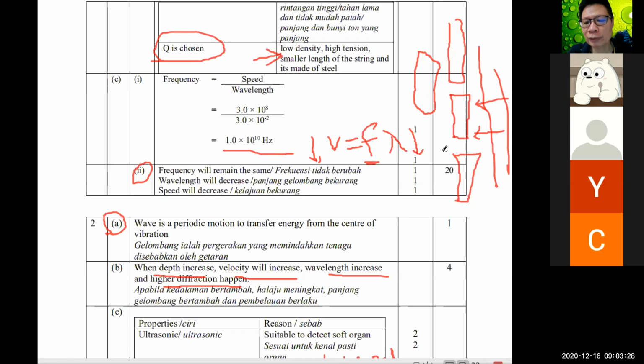Okay? Because we know that after diffraction, the amplitude decreases. Amplitude decreases means the wave will have less energy, so it's not that harmful anymore after the diffraction. So bigger lambda, easy to diffract, right? That's the reason. So remember the 4 points.